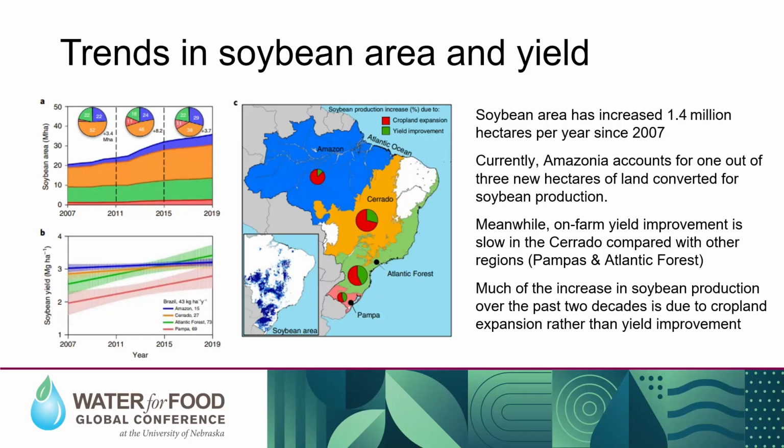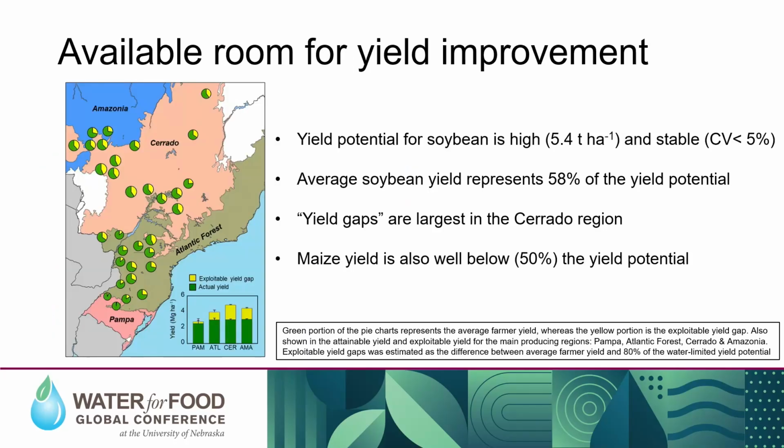Now, you can see this on the negative side, but you can also see it on the positive side, which is that probably there is quite a large opportunity for Brazil to keep increasing crop production, but driven by increases in productivity. So the next question is, how much room exists for improving yield on existing cropland? And that's what our study tried to answer.